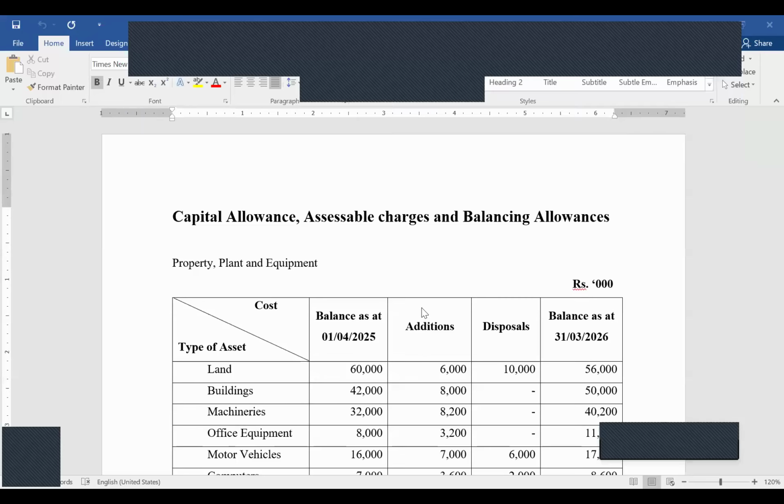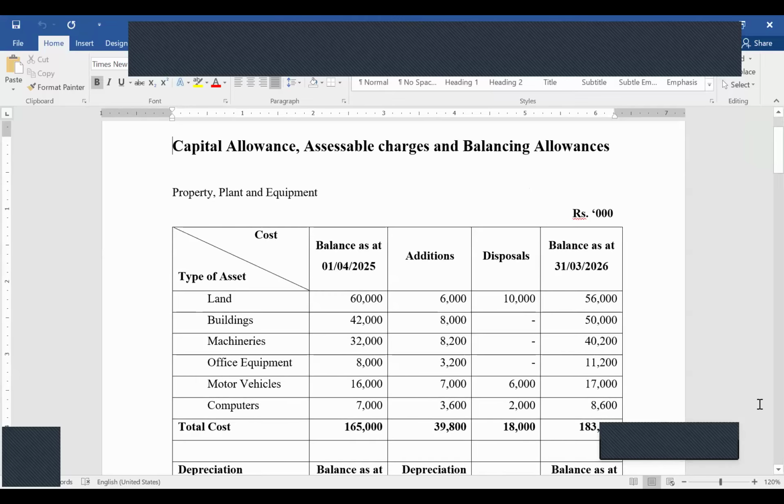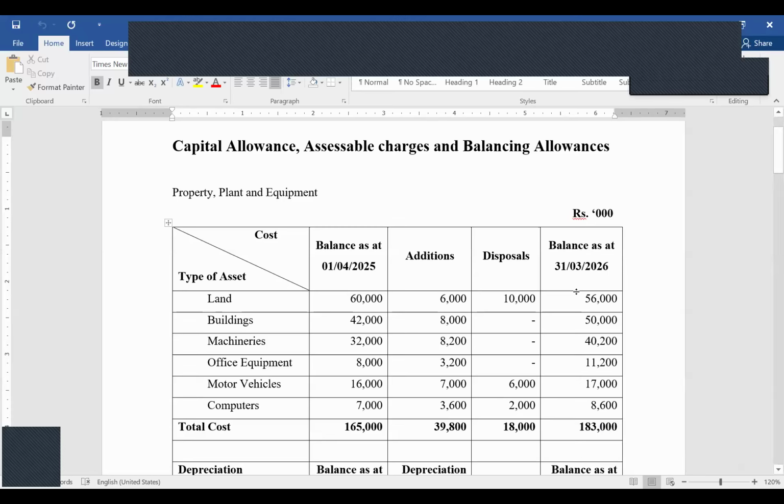Okay. Do you have this document? Have you got it? Yes, madam. Okay. So we can do the calculations. We can calculate the allowable amount of capital allowances for this one. So let's go through the question.